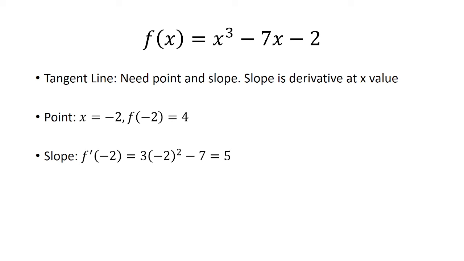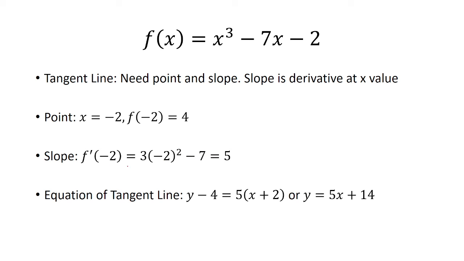For the slope, you want to use the derivative. We said the derivative was 3x squared minus 7. So plug in x equals -2 to get 5. Now for the equation of the tangent line, we can use point slope form, which is y minus y1 equals the slope times the quantity x minus x1. Plug it in, and it simplifies to y equals 5x plus 14.